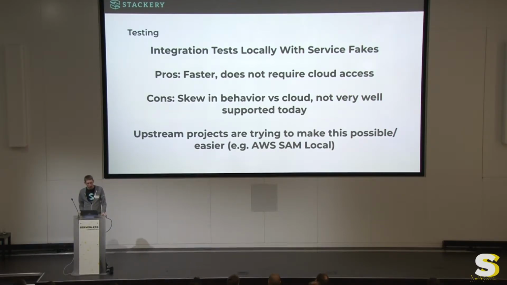But upstream projects are trying to make this possible, and we see vendors, primary cloud service providers like AWS, doing their best to make this possible. They've got AWS SAM Local that can help you spin up your API Gateway so you can test locally.